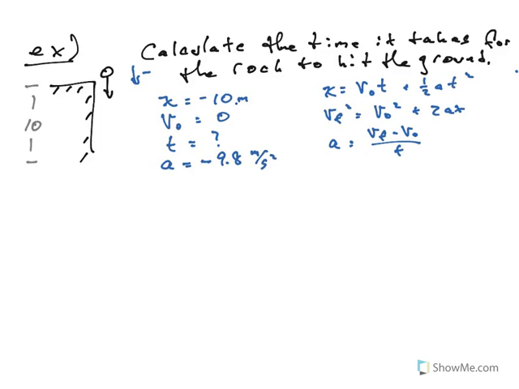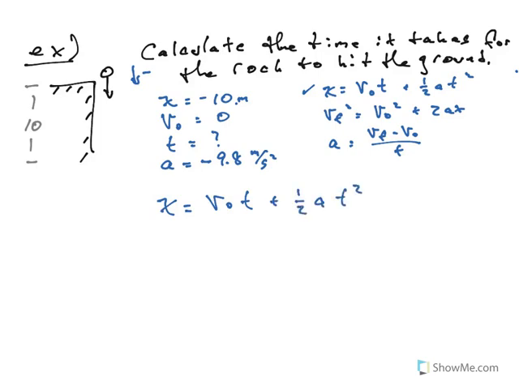Now, which one can I use? Let's start with the first equation. Can I use this equation to solve for what I want? Well, I'm looking for t. Does it have t in it? Yeah, it's got t in it, so it's allowable. The next question is, given I'm looking for t, do I know all the other variables? x I know is negative 10. V naught I know is 0. a is negative 9.8, and t is what I'm looking for. So I can use that one. So let's use it: x equals v naught t plus 1/2 a t squared.